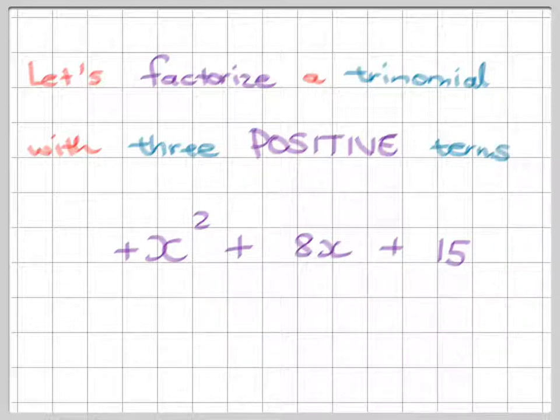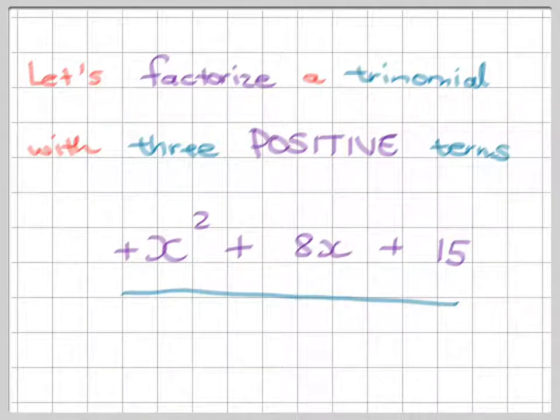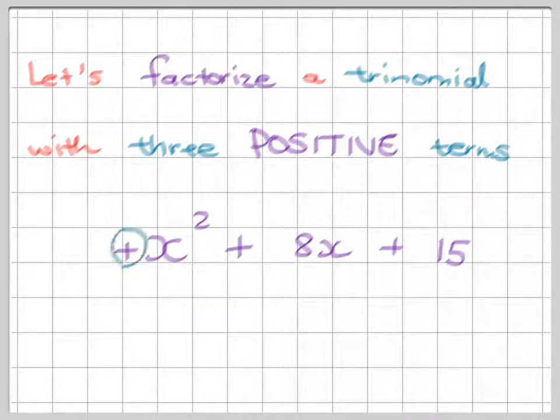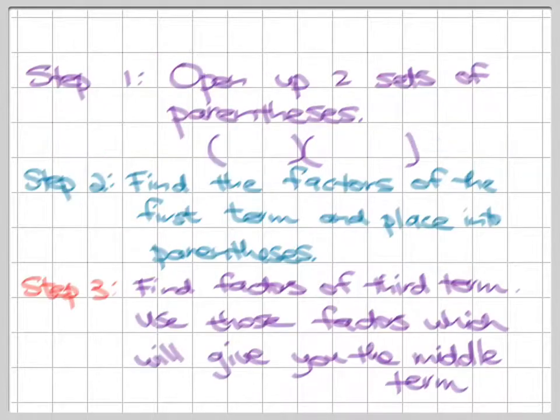Right, let's start with today's work. You can see that we are going to factorize a trinomial like this one over here. This is a good example. And this lecture is about trinomials with 3 positive terms. So you can see there's a positive term, there's a positive term, and there's a positive term. Right, let's look at the steps involved.